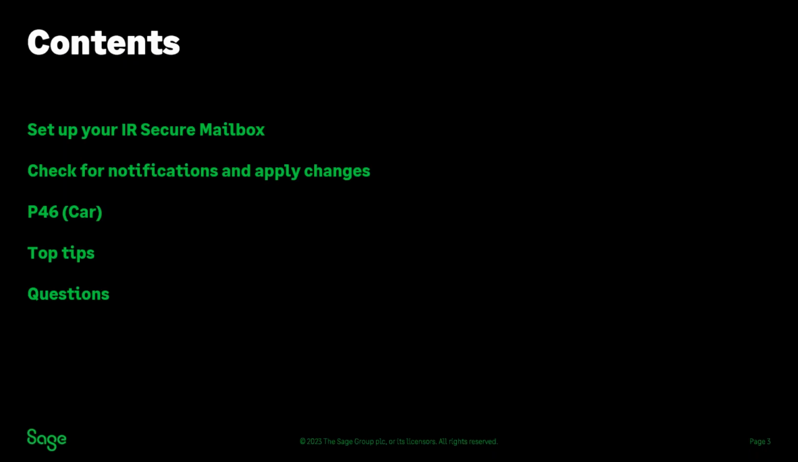Let's now take a look at what we're going to cover today. So we're going to start by looking at how to set up the integrated IR Secure Mailbox within Sage 50 Payroll. Then going to demonstrate how to check for notifications and to automatically apply any changes. We're then going to look at the other feature of the Secure Mailbox, which is the ability to submit the P46 CAR form. And we're going to finish with 4 top tips to help you get the most out of using this really handy feature.